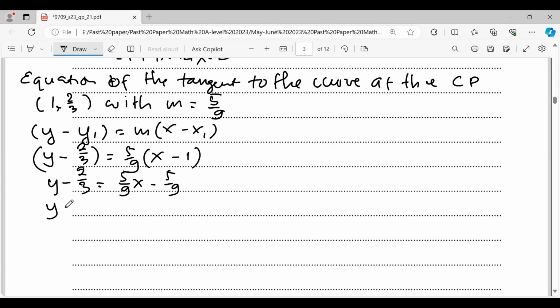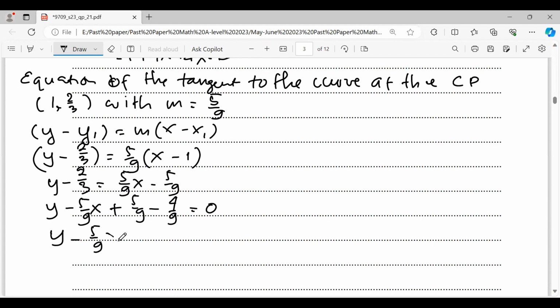So y minus 5/9 x, then moving 5/9 x over, minus 2/3, plus 5/9, gives y minus 5/9 x plus 1/9 equals 0. Times 9, this equation becomes 9y minus 5x plus 1 equals 0.